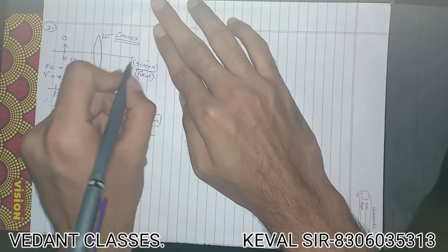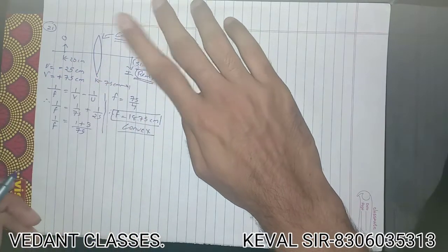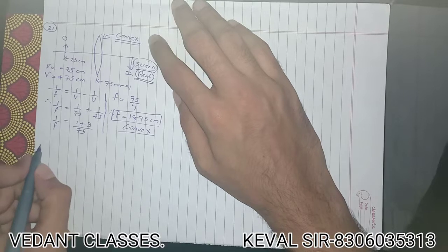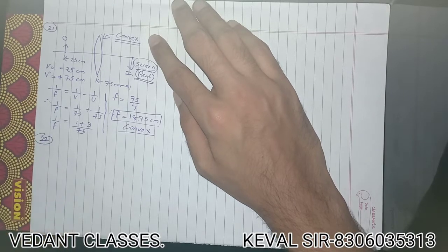As the image is obtained on the screen, we are having the real image, so we are having the convex lens. Let's solve question number 22.